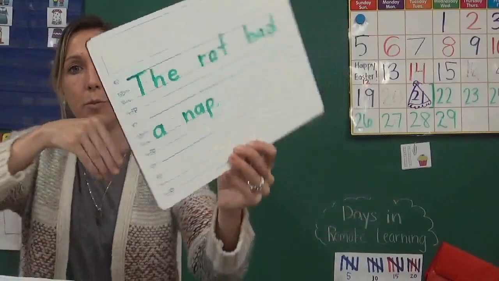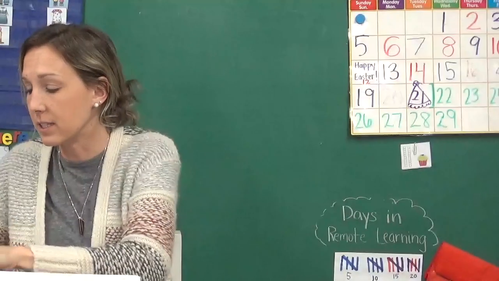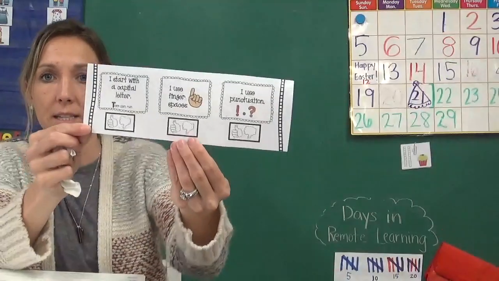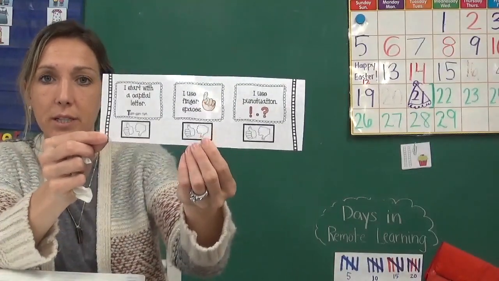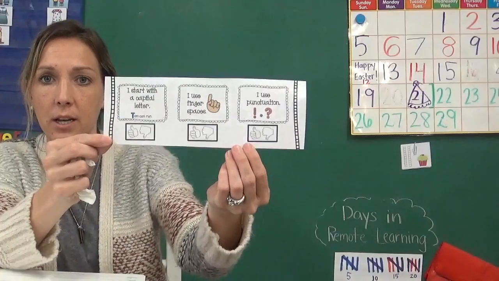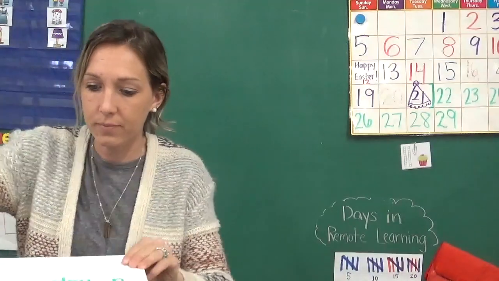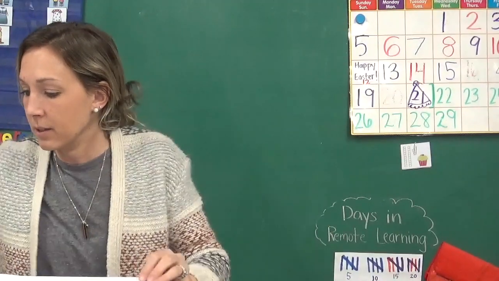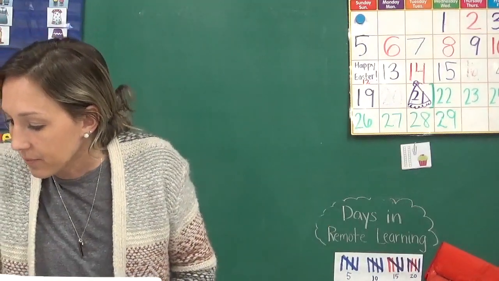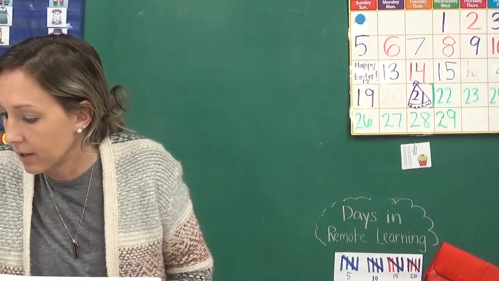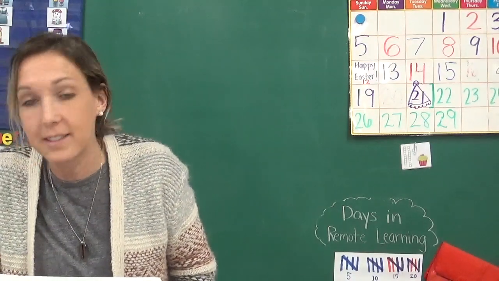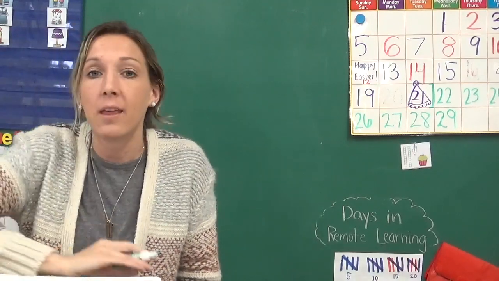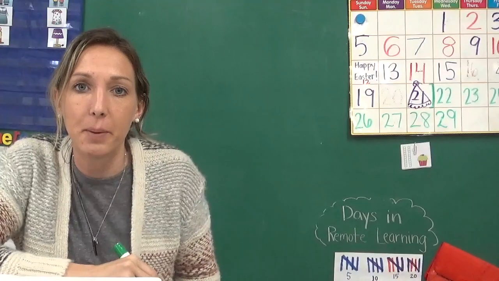Okay, we're going to do one more sentence together. So again, if it's a sentence, make sure you're starting with the uppercase letter, a finger space between each word, and punctuation at the end. You guys can go ahead and erase. Here is your next sentence. A sentence is a complete thought. We're doing sentences today. The bug is in the pot.